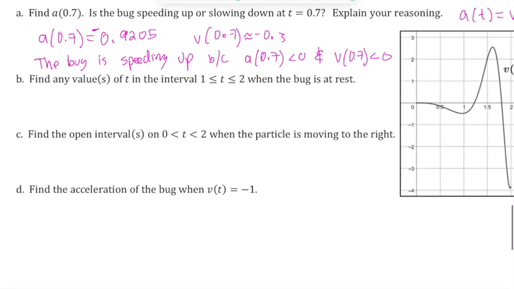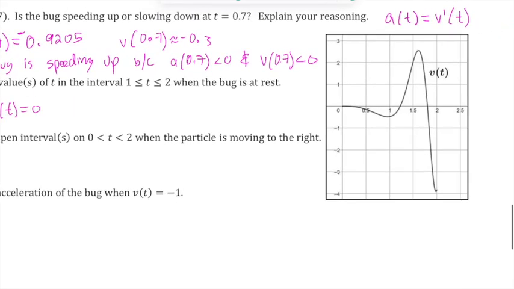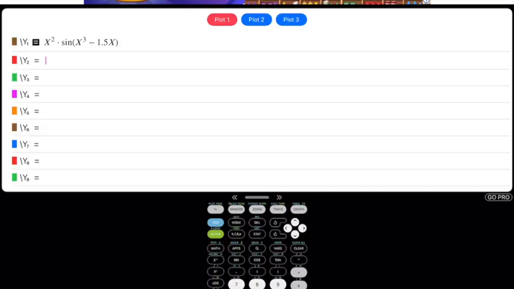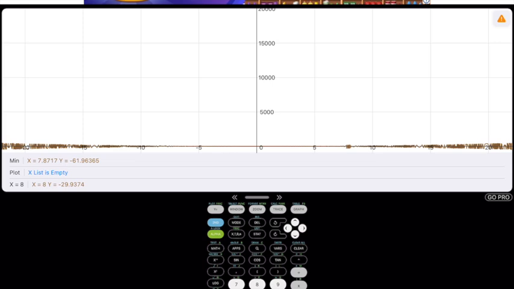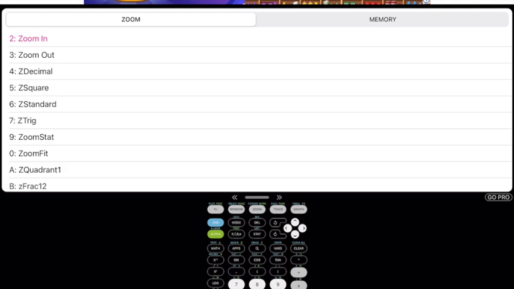Okay, part B. Find any values in the interval where the bug is at rest. So the bug is at rest when the velocity is equal to 0. So if we come over here, it looks like it's going to be here and here. Now let's go find those values on the graphing calculator. Again, so I have my function. Let's hit graph. My window is really messed up. So if I go to window, zoom, and then I go to standard, which is number 6.